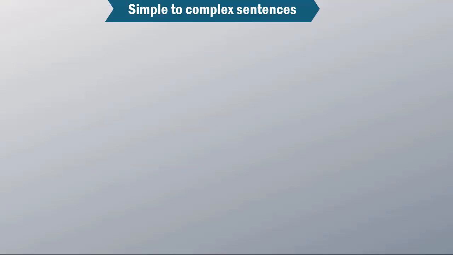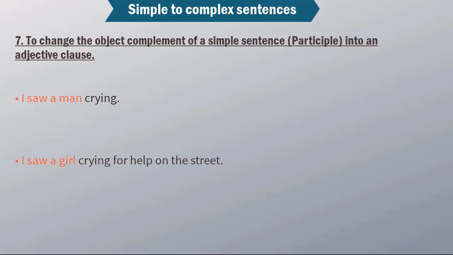The seventh way to change a simple sentence into a complex sentence is when you have a present participle working as an object complement. You can change it into an adjective clause. You may not understand this, so let me show you some examples. I saw a man crying. I saw a girl crying for help on the street.